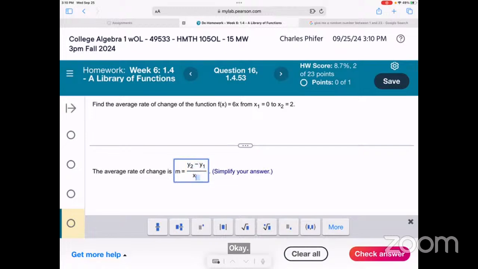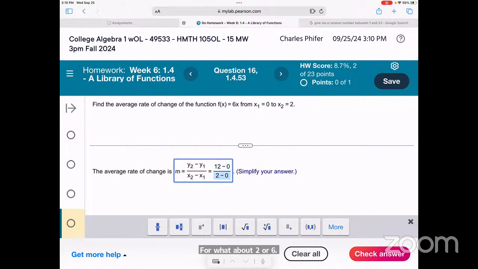So what's my y2? Well, when x is 2, the output is 12, minus my y1 looks like a 0, over 2 minus 0. So that result looks like it's 6. 12 divided by 2 is 6.